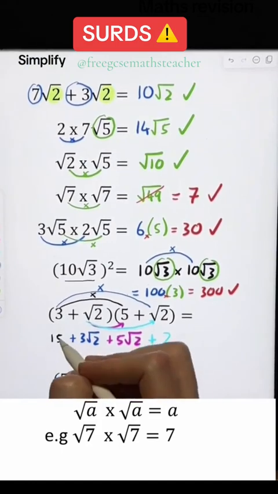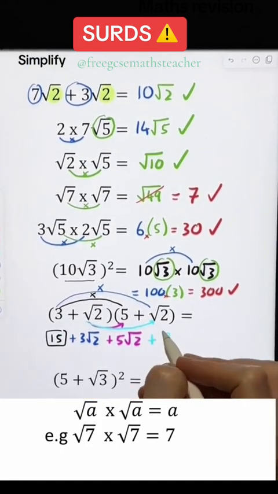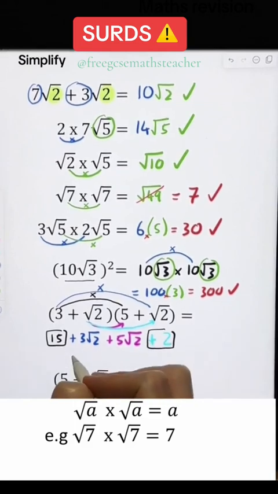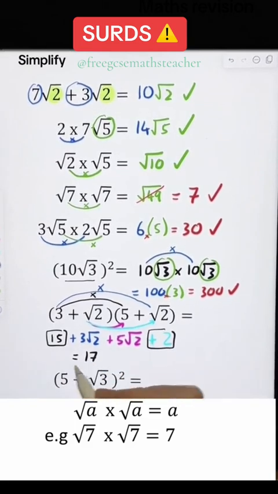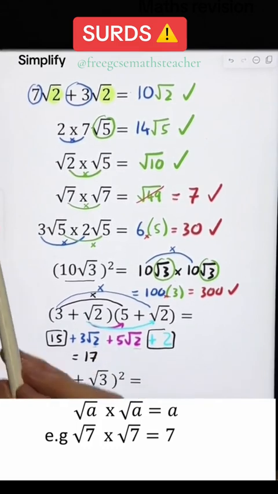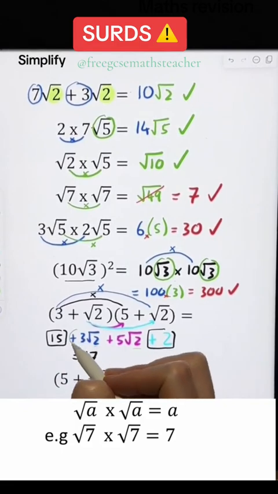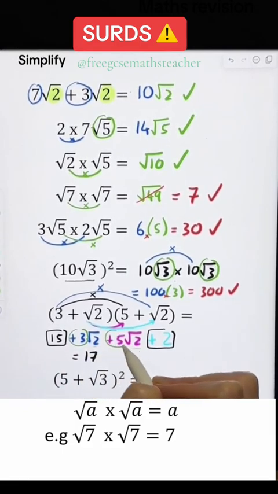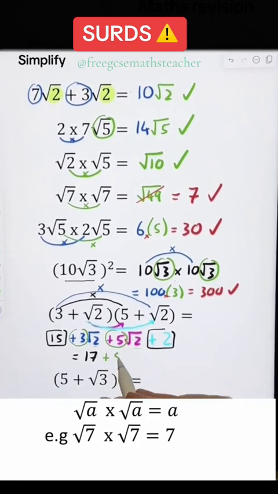Collecting like terms, well, I know that 15 add 2 will simplify to give us 17. And I know that 3 root 2 plus 5 root 2, they're like terms as they both end in root 2. Hence, I just add or subtract the numbers in front. So therefore, 3 lots of root 2 plus another 5 lots of root 2 will simplify to give us 8 lots of root 2. Now it's your turn.